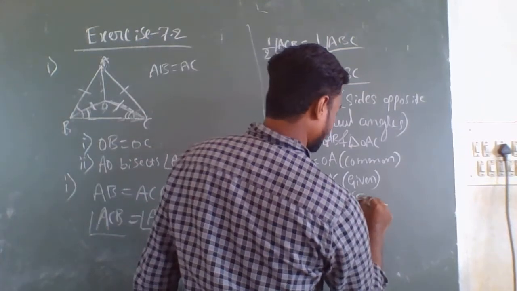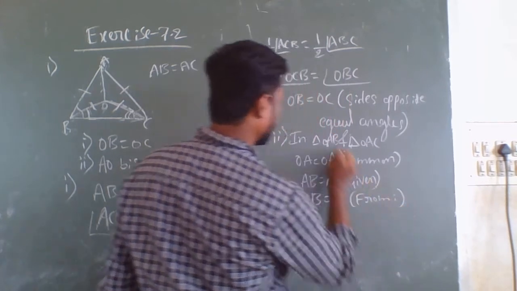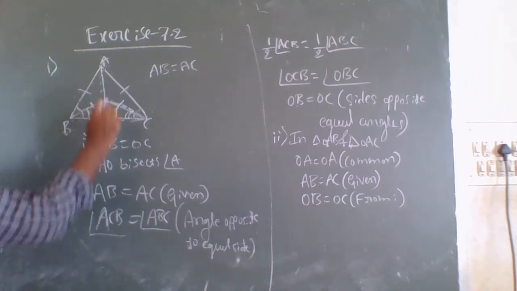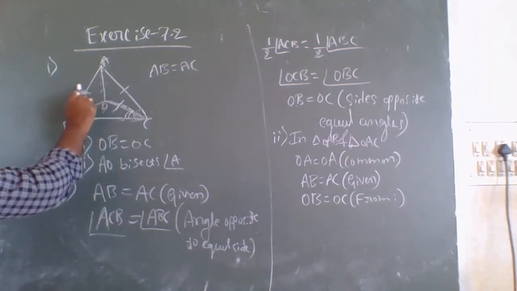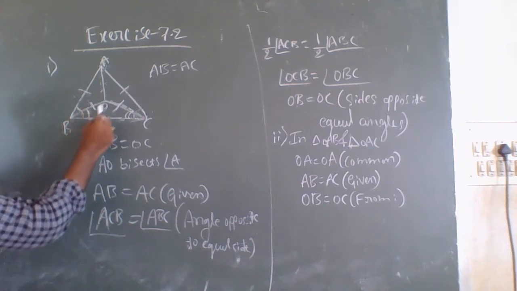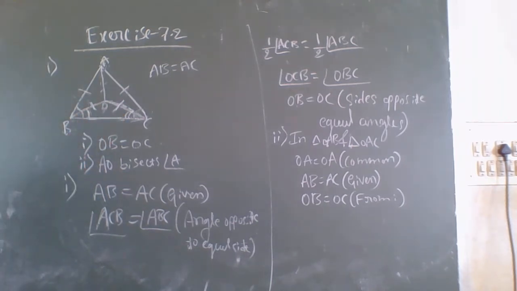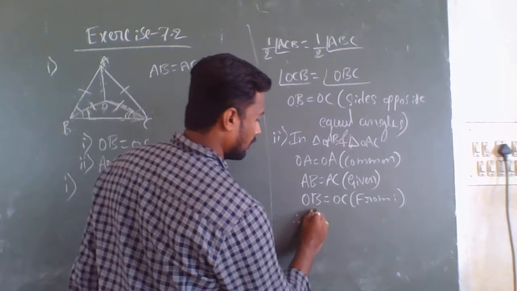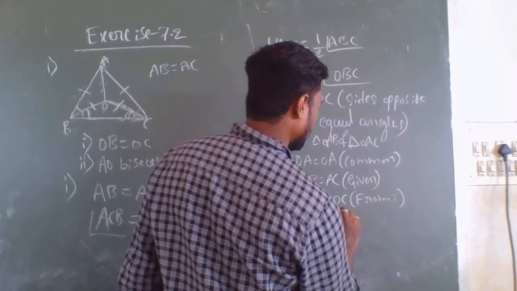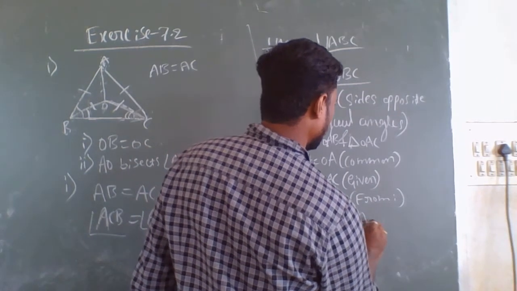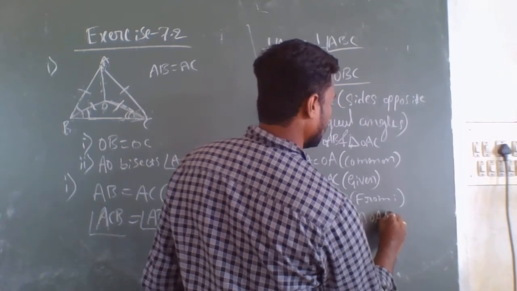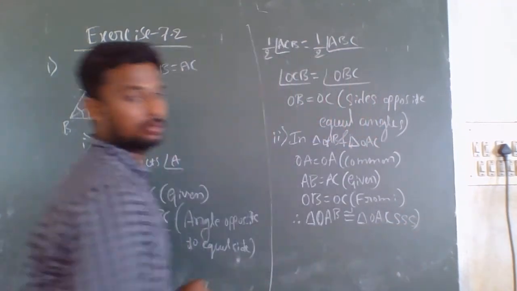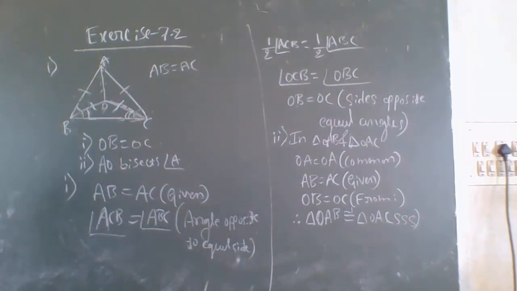This is from 1. Here OB is equal to OC. So here all the sides are equal to each other, means OA is common, they have given AB is equal to AC, and we proved OB is equal to OC. Now we can write triangle OAB is congruent to triangle OAC by SSS, means yes, these two triangles are congruent to each other.